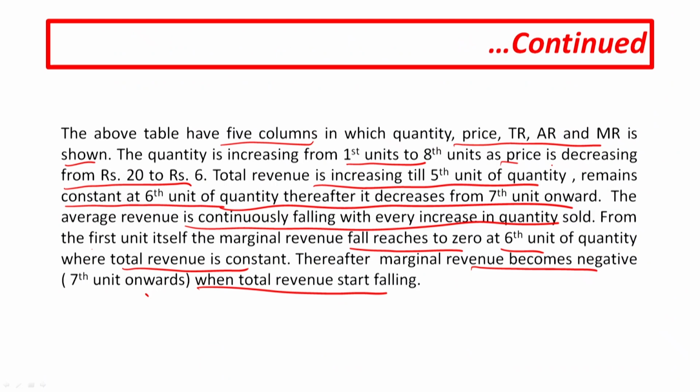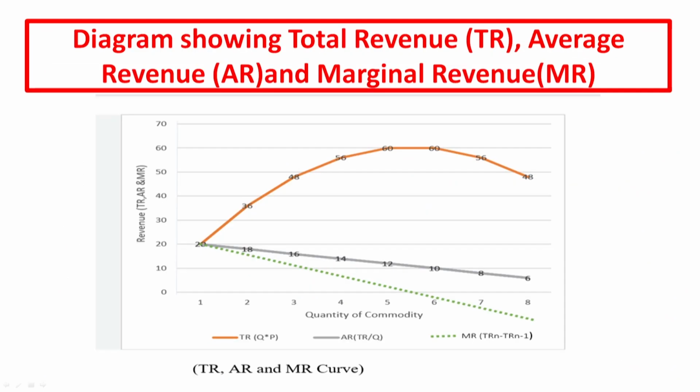So that was the relation between TR, AR and MR. Now you are able to see on the screen the diagram representing TR, AR and MR based on the table we have discussed. The same you are able to see here. This represents the TR here. This line here represents the AR, and here this green line you are able to see is the MR.